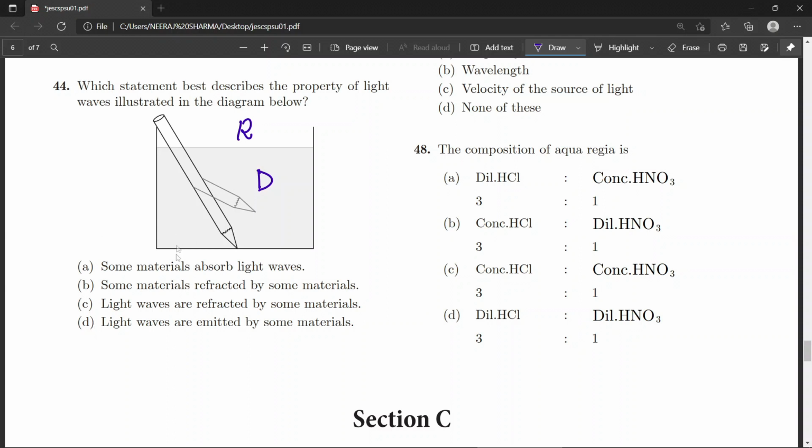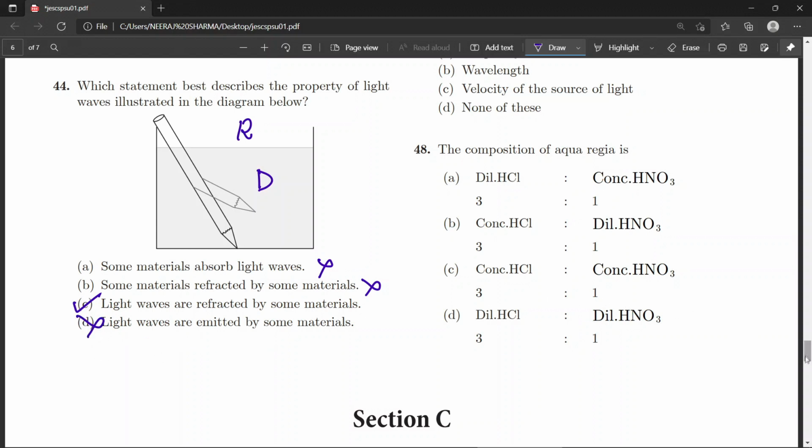Some materials absorbed by light waves is absolutely not correct, obviously. Some material refracted by some material is also wrong, because the materials are not refracted by materials. The light is refracted by the material, right? Light waves are refracted by some material. Option C, light waves are emitted by some material, no, right? So option C is the correct one.